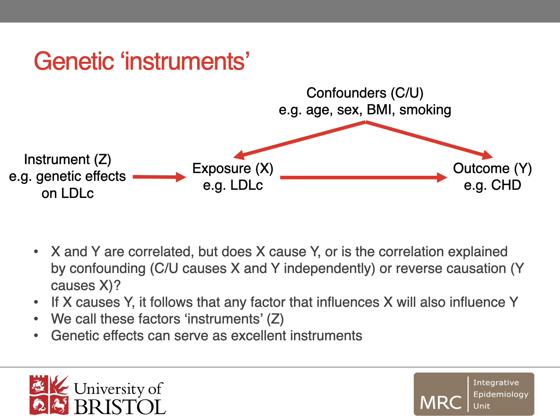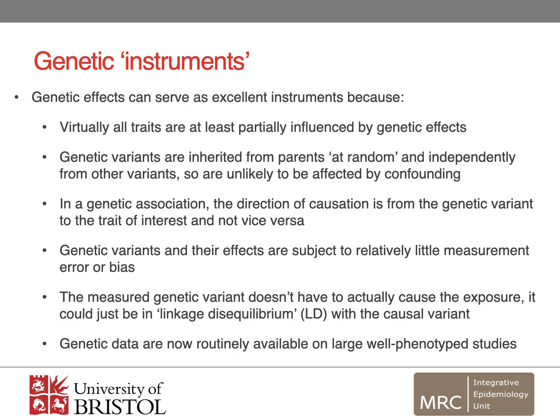Genetic effects can serve as really excellent instruments. This is because virtually all traits are at least partially influenced by genetic effects. Genetic variants are inherited from our parents at random and independently from other variants, so they're unlikely to be affected by confounding. In a genetic association, the direction of causation is from the genetic variant to the trait of interest and not vice versa. Genetic variants and their effects are subject to relatively little measurement error or bias.